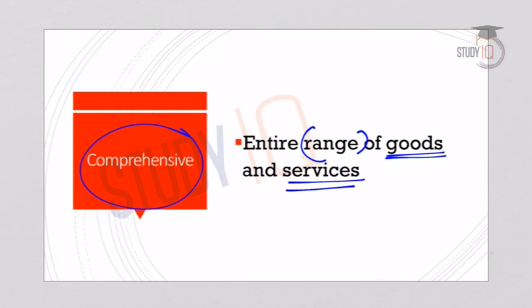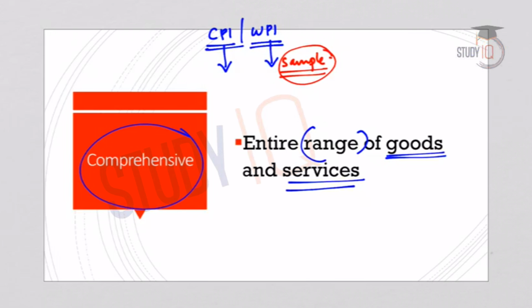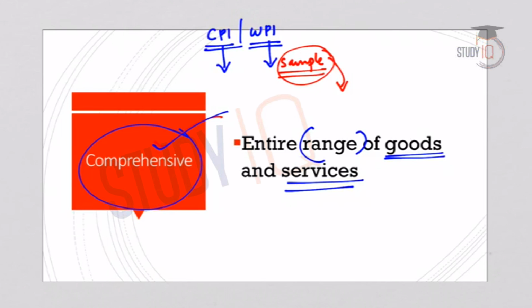If we compare GDP deflator with that of CPI or WPI, CPI is Consumer Price Index and WPI is Wholesale Price Index. So CPI considers only a basket of commodities. Again, WPI also considers only a sample or a basket of commodities. So under CPI and WPI, only a sample of commodities are taken into consideration, whereas in GDP deflator, the entire range of goods and services are taken into consideration, and that is why it is called a comprehensive measure of calculating or measuring the inflation rate. So here all the commodities, all the goods and services are considered.